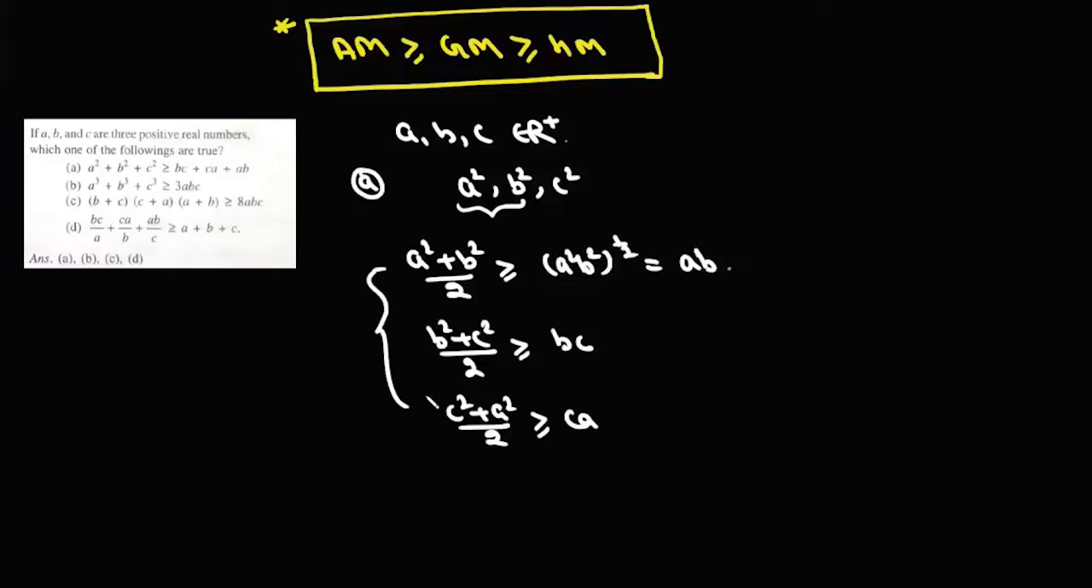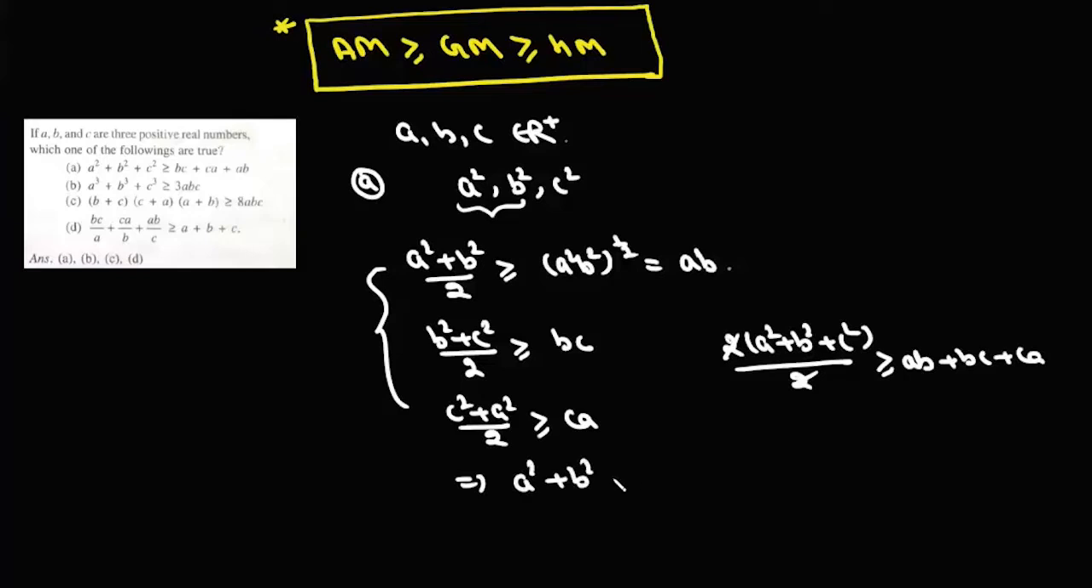Now if we add all these three, then in the numerator we'll have 2 times a square plus b square plus c square, whole divided by 2, and it will be greater than or equal to ab plus bc plus ca. Now we can cancel this 2 with 2. So we'll get this result as a square plus b square plus c square is greater than or equal to ab plus bc plus ca. That means this option A is correct.